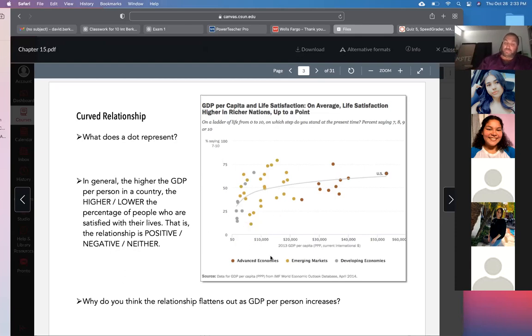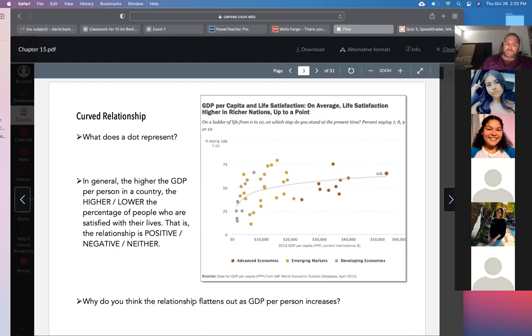In general, though, the further you go to the right, the higher the GDP per capita. What is the relationship between the further you go to the right and the percent saying that they're somewhere between 7 and 10? Would you say it's going up or going down? It's going up. It certainly seems to be going up. Perhaps linear, perhaps not linear. But it certainly is a positive relationship.